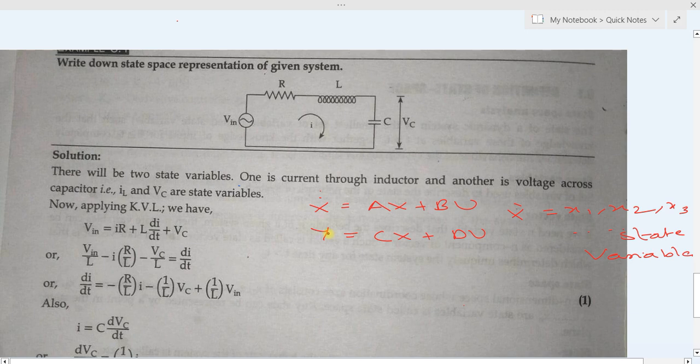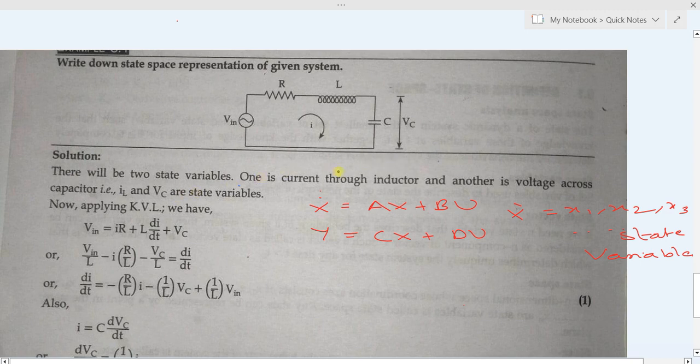In order to represent the given electrical system in the form of state space representation, we first identify the state variables. At first we must be clear on what a state variable is. A variable is something that varies, isn't it? A variable is something that varies.